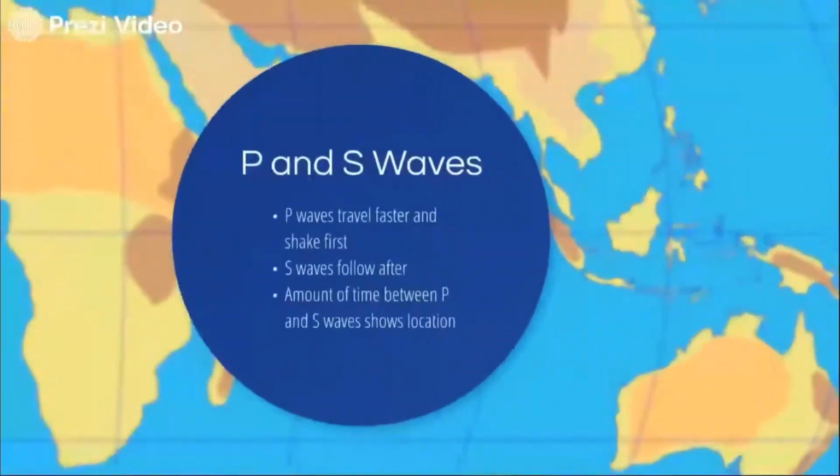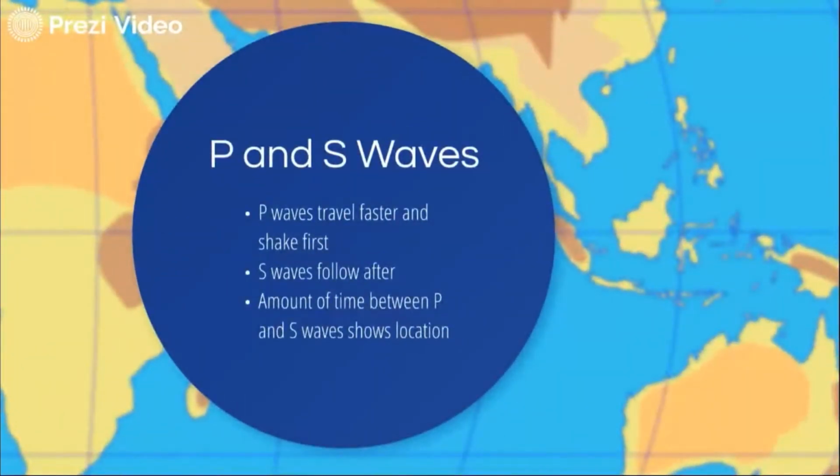Then I'm going to be talking about the P and S waves specifically. The P waves travel faster and shake the ground where you are first, and then the S waves follow and shake the ground as well. If you're close to the earthquake, the P and S waves will come one right after the other, but if you're far away, there will be more time between the two.